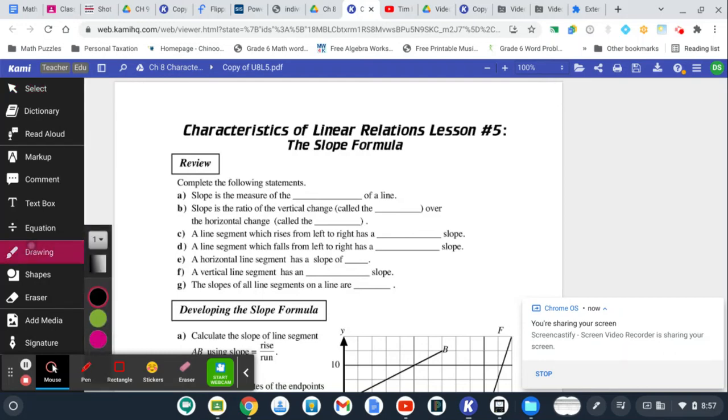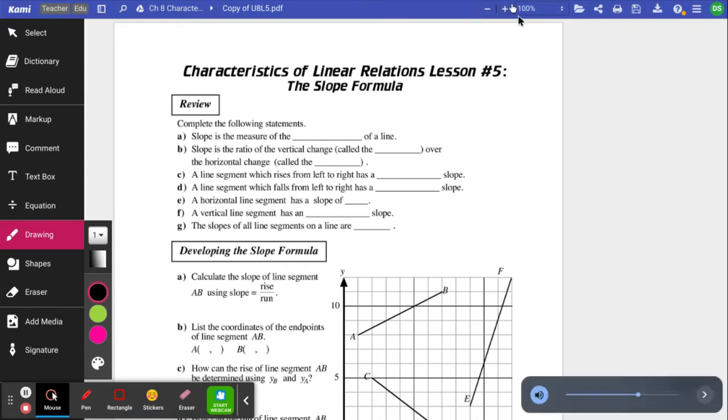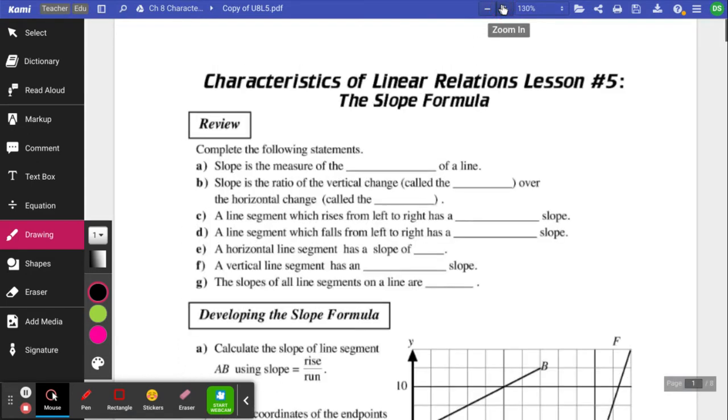Let's fill in all this information. It says the slope is the measure of the what of a line. Do you remember the word? Quick. Sydney, what's the word I'm looking for here? Slope is the measure of the blank of a line. Say it louder, Miles. Steepness, right? Steepness. Well, because he listened yesterday. He has a great memory. Steepness of a line. Okay, that's the word.